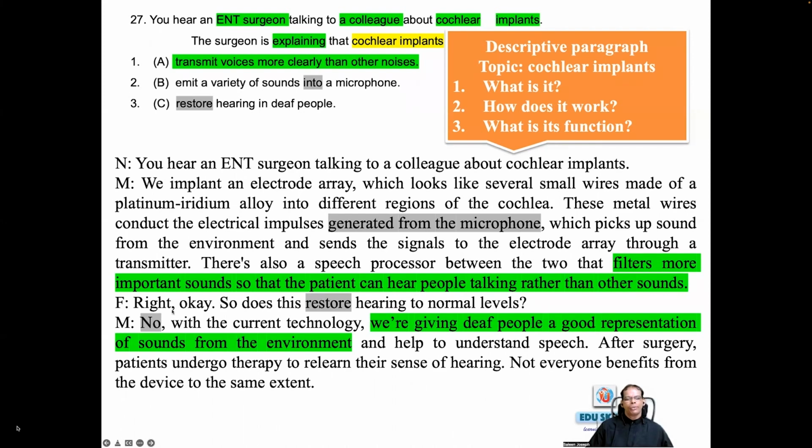And again, you have the question, right? Okay, so does this restore hearing to normal levels? So, restore hearing in deaf people? No, categorical no. So immediately, it doesn't restore.